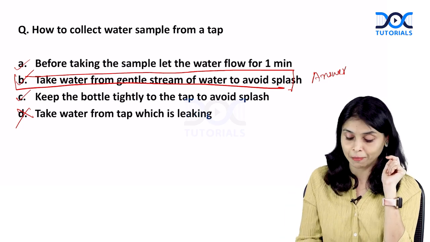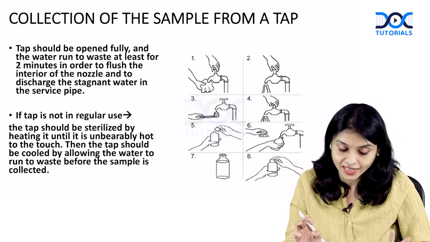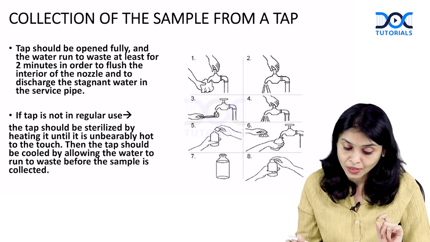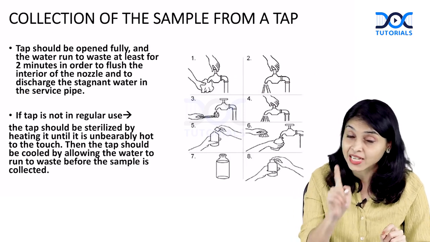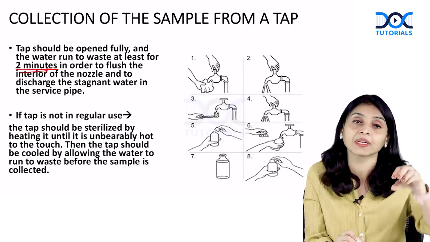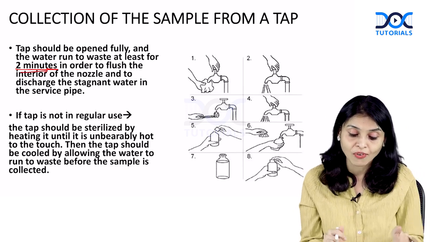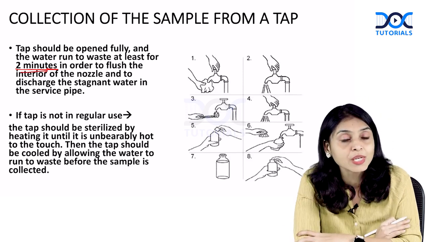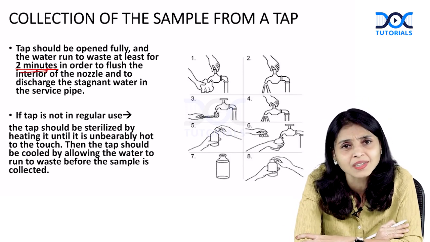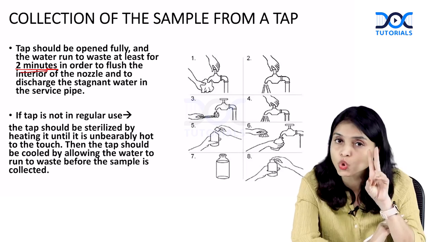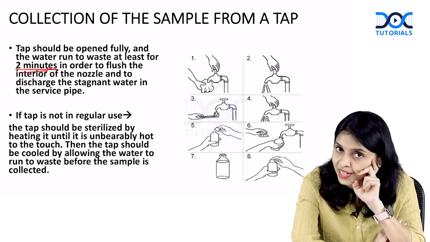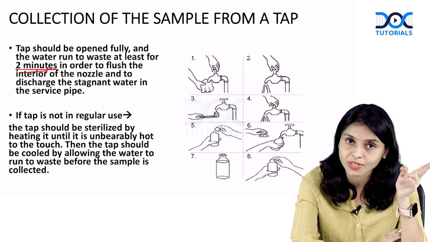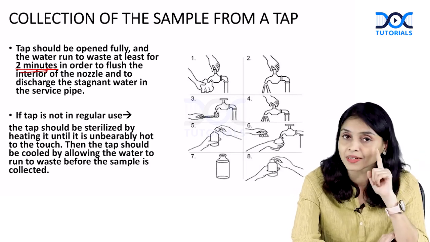I'll show you the guideline by WHO. How to collect? It says that the tap should be opened fully and water should run to waste for at least a minimum of 2 minutes. You have to keep it open in order to flush the interior of the nozzle and to discharge the stagnant water in the service pipe. So, opening for 1 minute will not work. You have to keep it open for a minimum of 2 minutes. Are you understanding? I know the majority who are listening might have gone for the first option, but that is wrong.